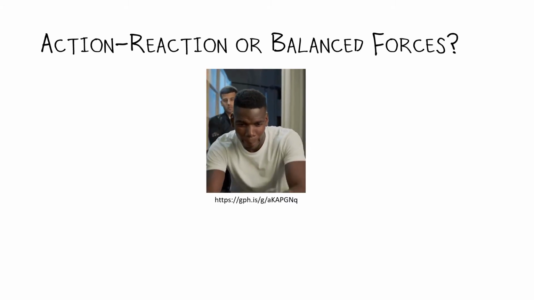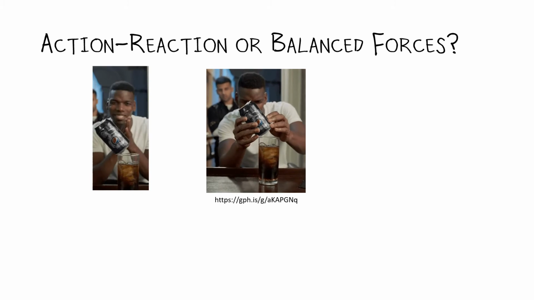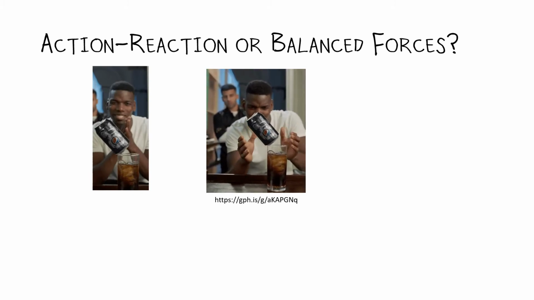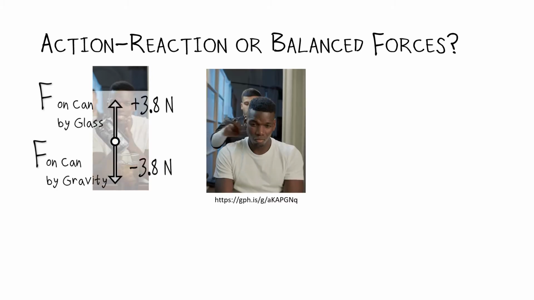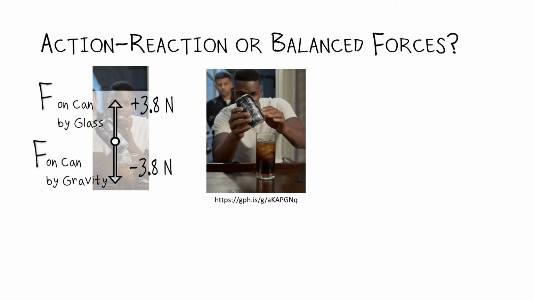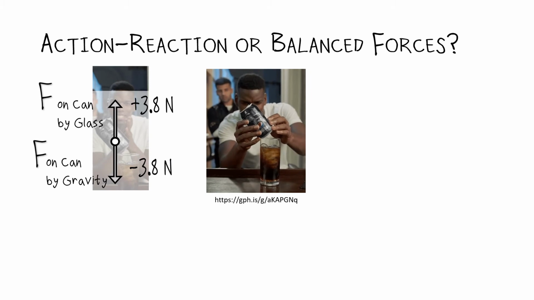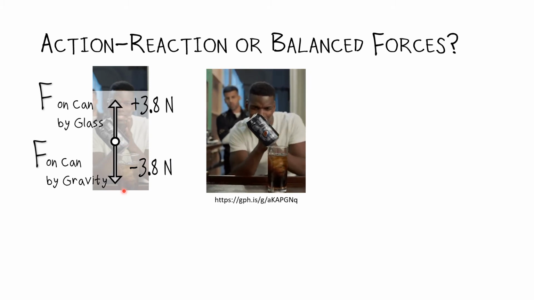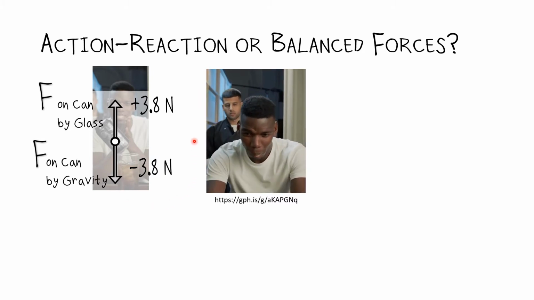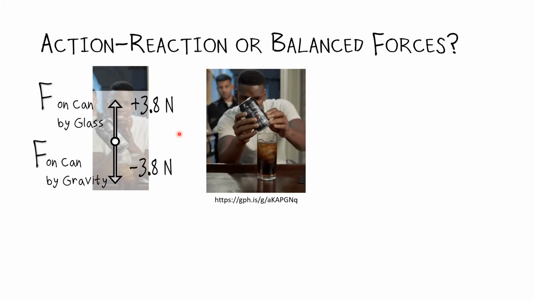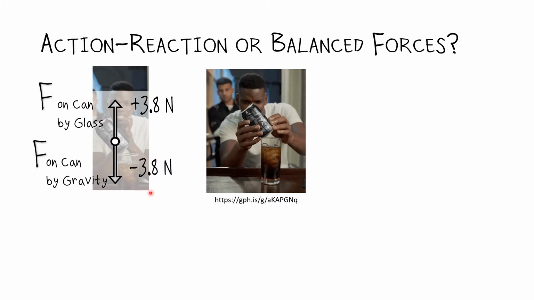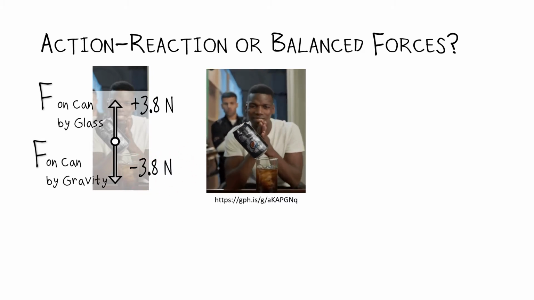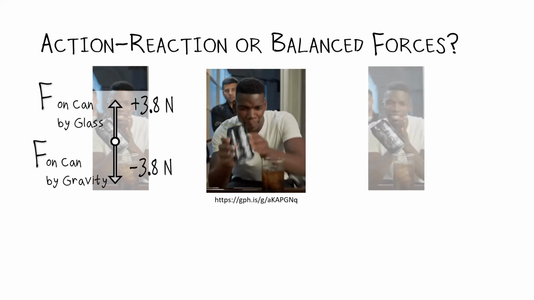That's good. So let's investigate. We're going to take a still shot of the can balancing on the drinking glass, and we could look at it from this perspective. We could say there is a force acting up on the can from the glass, and a force acting down on the can from gravity. The internet tells me that the weight of a full can of soda is around 3.8 newtons. So you can feel good about this video, that it is scientifically accurate.